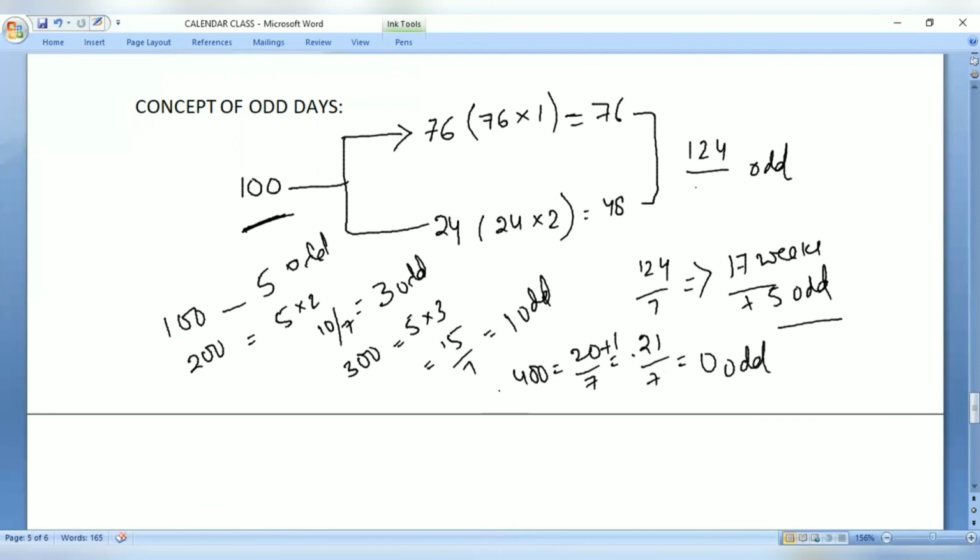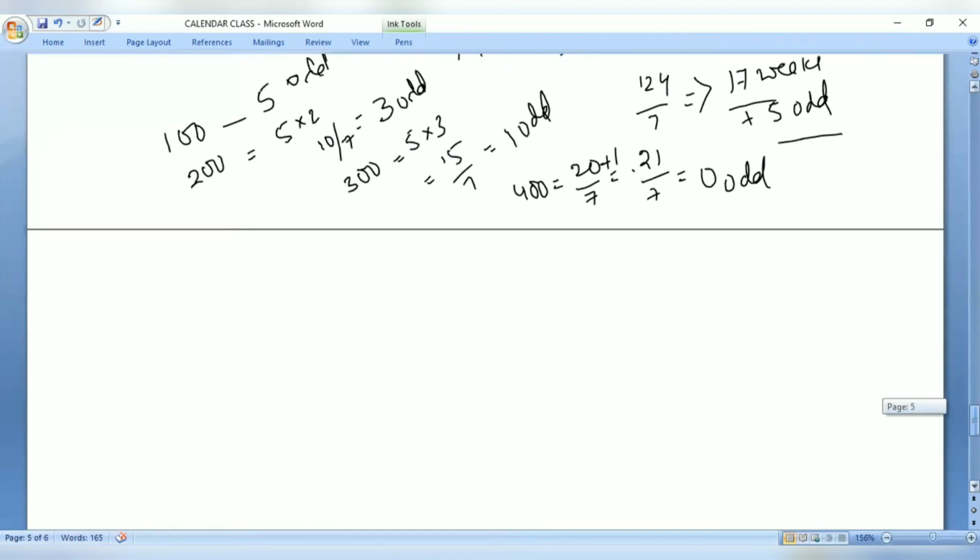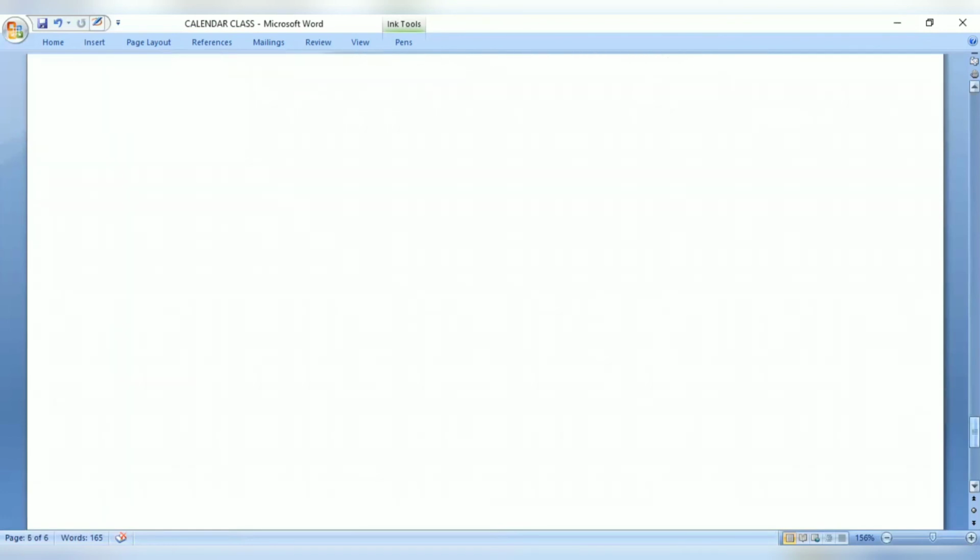So we can say that for every 100 years, there will be 5 odd days. For every 200 years, there will be 3 odd days. For every 300 years, there will be 1 odd day. For every 400 years, 0 odd days. Now let us summarize these things again to understand the concept much better. So here, for every 100 years, we found that 5 odd days exist because we have seen how it is calculated. For every 200 years, 2 into 5, that means 10.